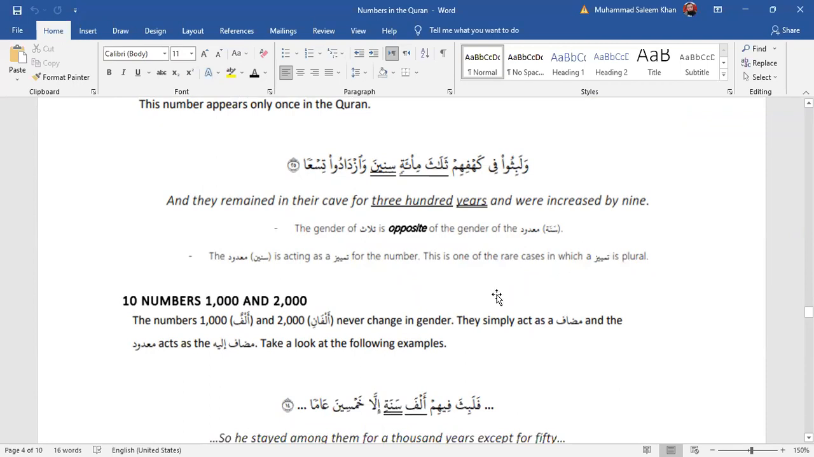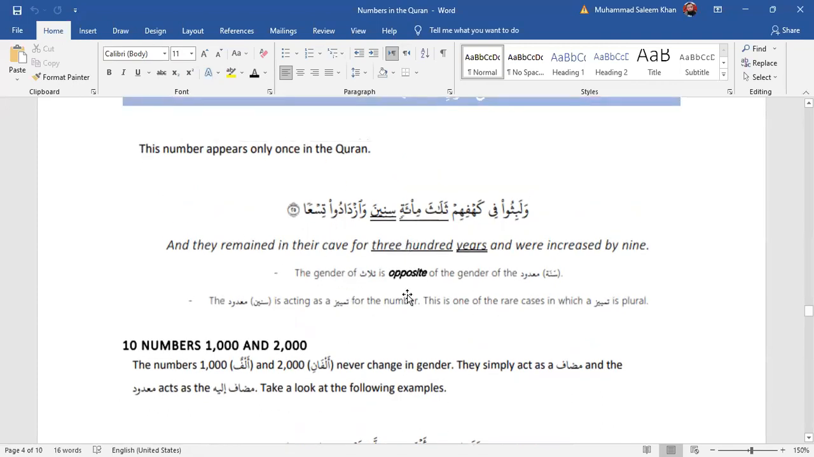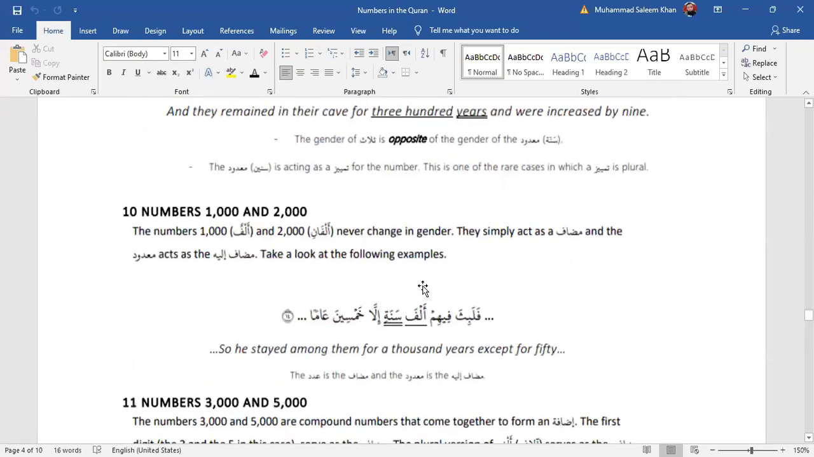If we say, sir, 300 cars, then how will you translate? Thalatu miyati sayyaratin. Sayyaratin, that's right. So this is a special case. It's clear, Ishwar. I have to rent a parking, sir. Okay, to have 300 cars. We have nearby, close to the RC building.